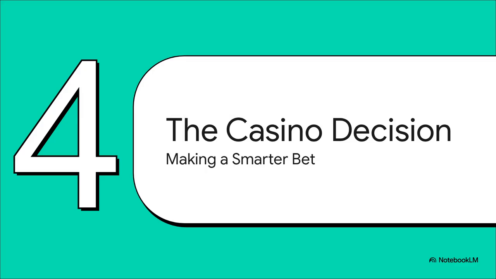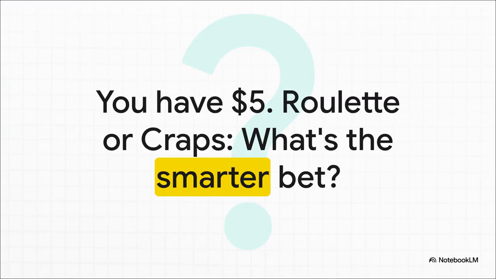All right, now for the really fun part. We're going to take everything we just learned and apply it where the stakes are high. We're heading to a casino to use expected value to make a smarter, more informed decision. So here's the deal. You've got $5 in your pocket. You can put it all on number 7 in roulette, or you can make a pass line bet in craps. Which one is the smarter play?